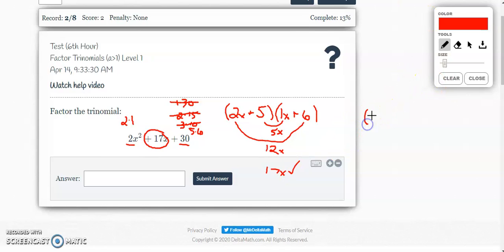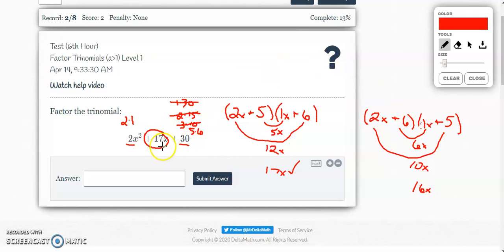Let's say you would have tried 2x and a plus 6, and a 1x, sorry, this is supposed to be a 1x. Let's say we had 1x plus 5. Let's see how that would have impacted things. This would have been 6x and that would have been 10x, giving you a total for that middle term of 16x. But if you remember, it had to be 17, and that is why this combination right here worked.